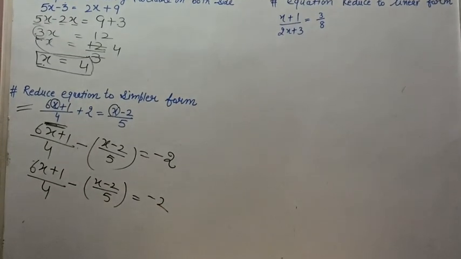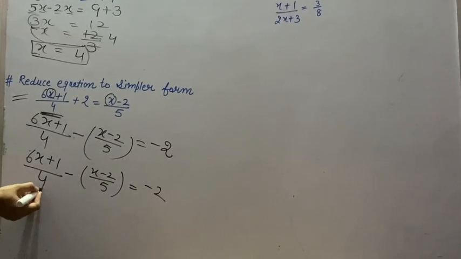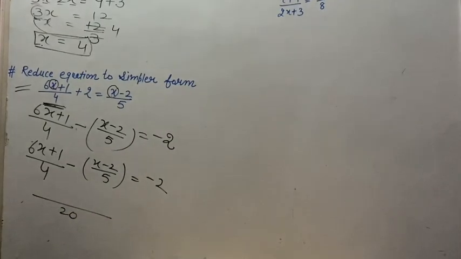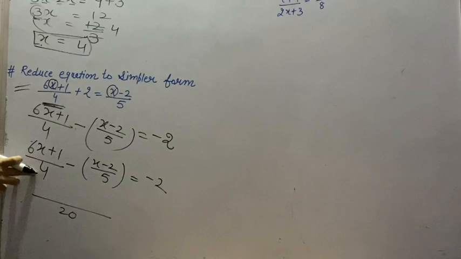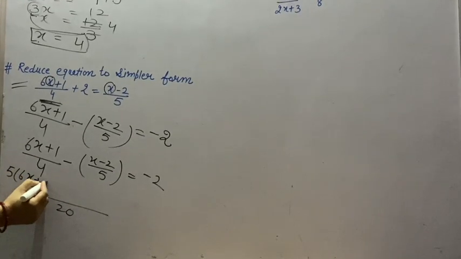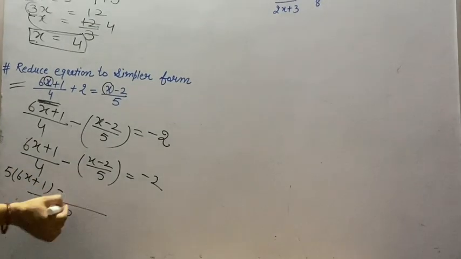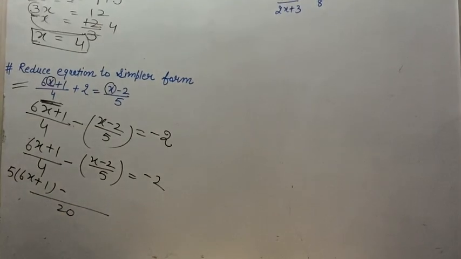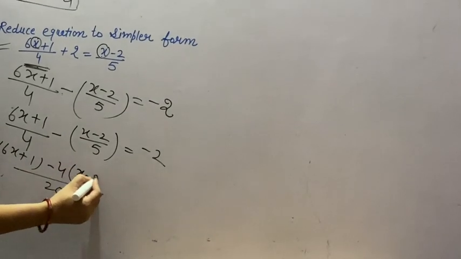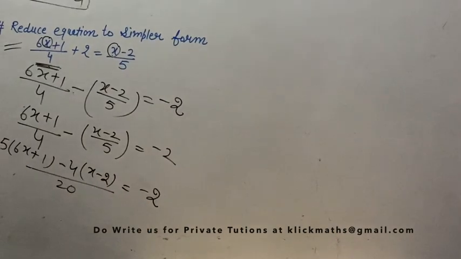Now we will solve this equation by taking LCM. What is the LCM of 4 and 5? 20. Now solve this. 20 divided by 4 we will get 5, and 5 multiplied by 6x plus 1. Take negative sign. 20 divided by 5, we will get 4, and we multiply 4 with x minus 2. On the other side, minus 2 will be the same.